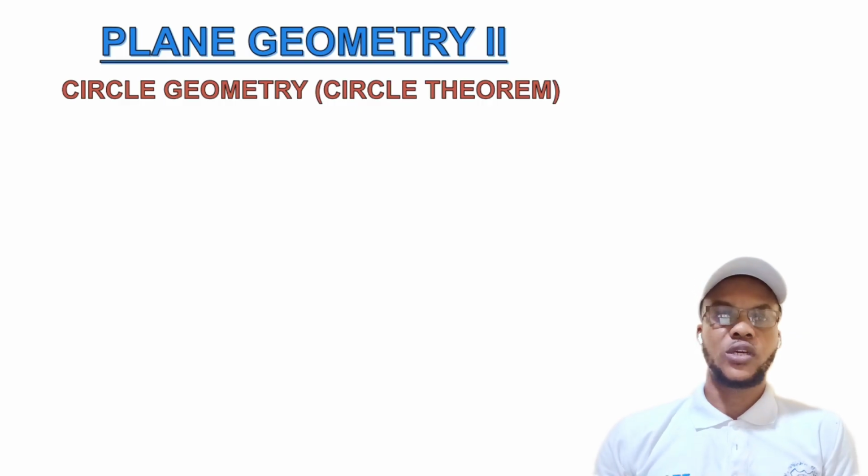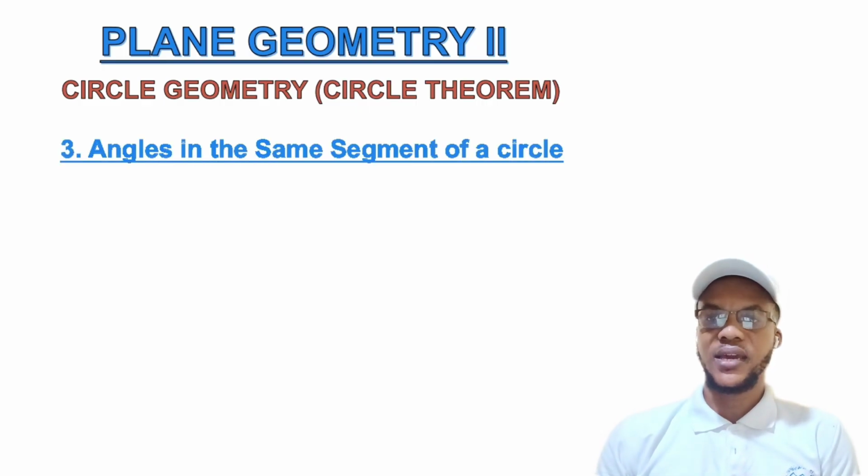All right. So today, what do we have? We are going to look at theorem 3. And what does theorem 3 say? So we have the angles in the same segment of a circle. Angles in the same segment of a circle. So when we talk of angles in the same segment of a circle, what does this theorem say?